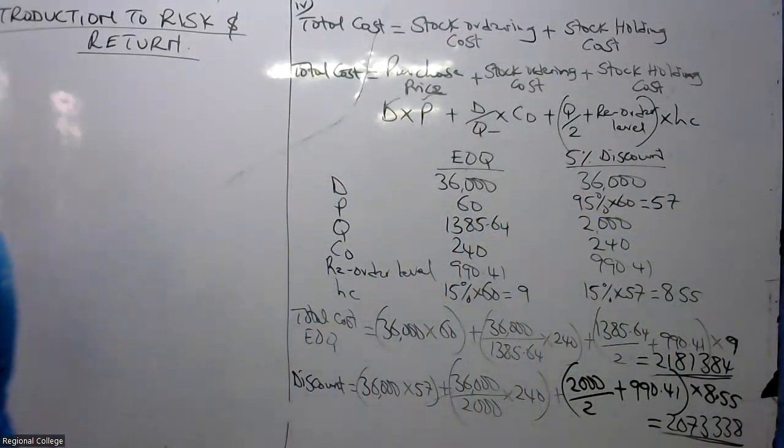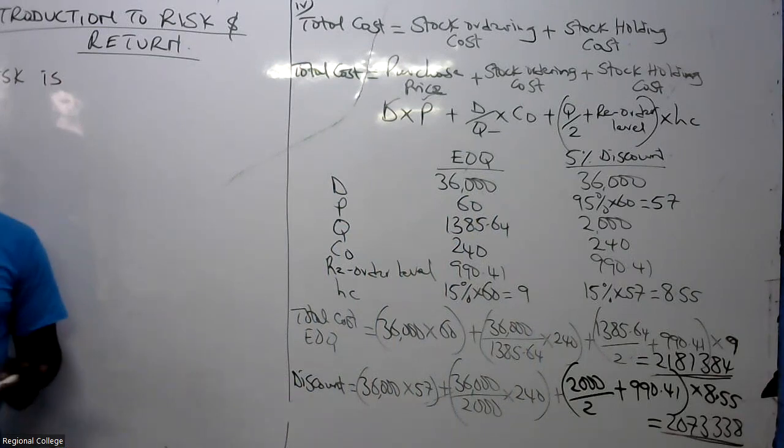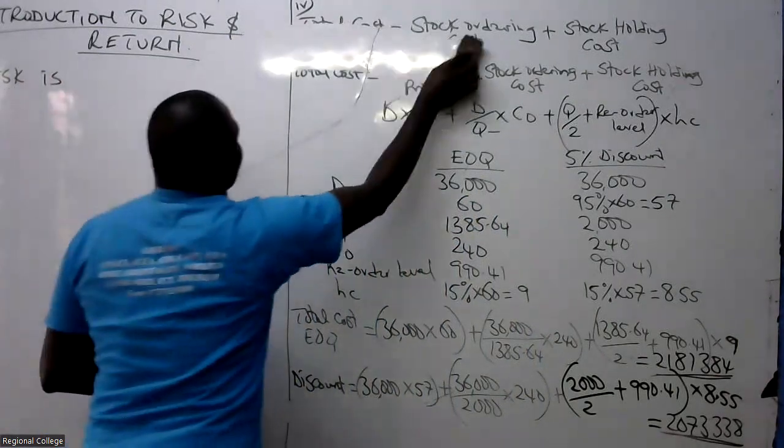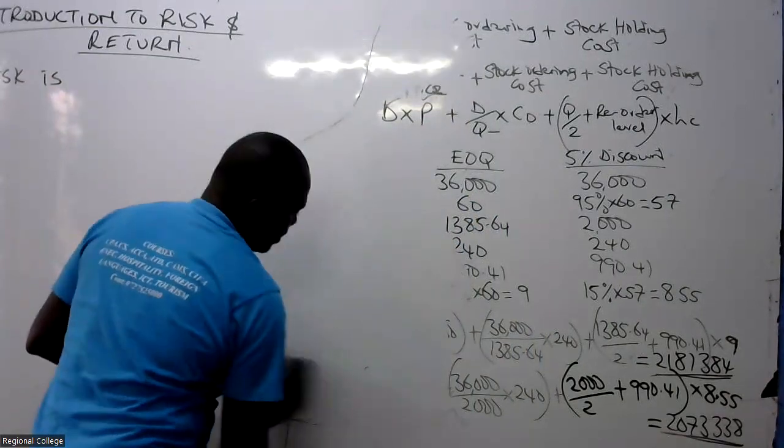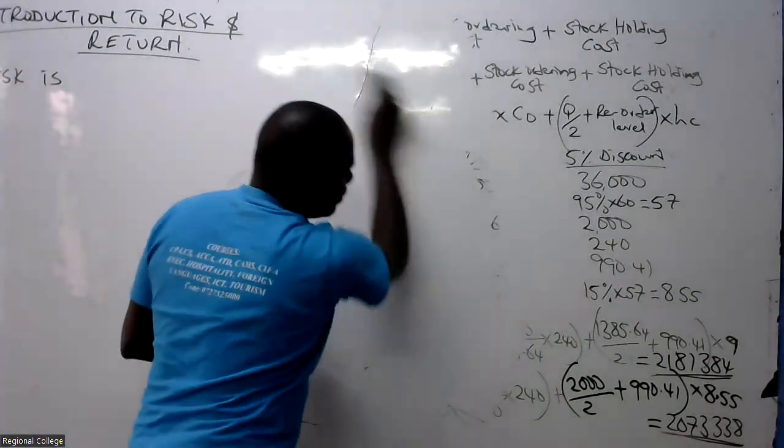Okay, introduction to this topic. Let me say this. Risk is measured using standard deviation. What is the initial of standard deviation?